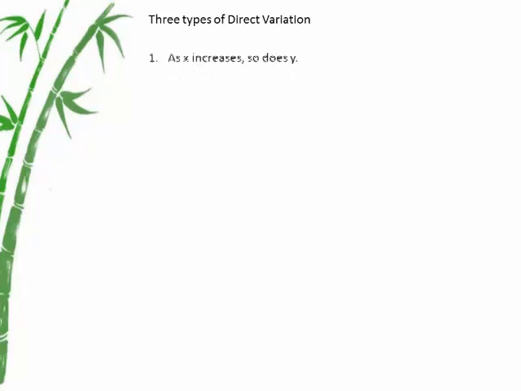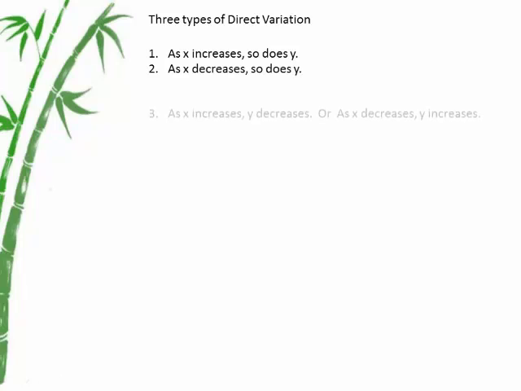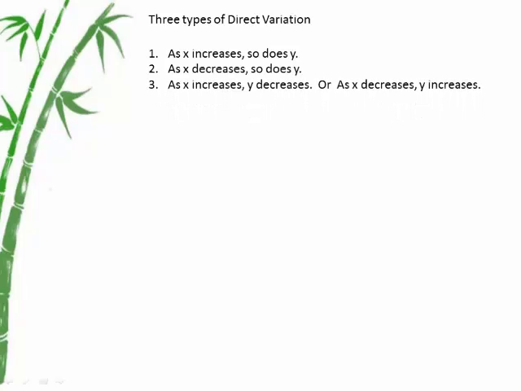Okay, there are three types of direct variation. As x increases, so does y. As x decreases, so does y. And as x increases, y decreases, or as x decreases, y increases. In the first two types, k will be positive. In type 3, k is negative.